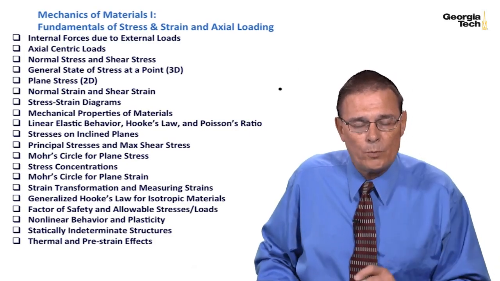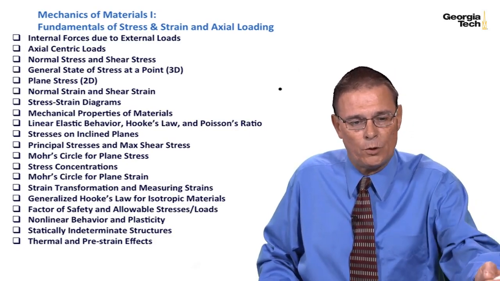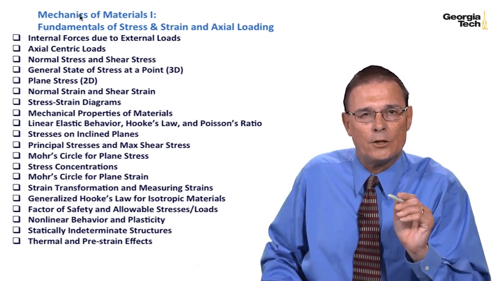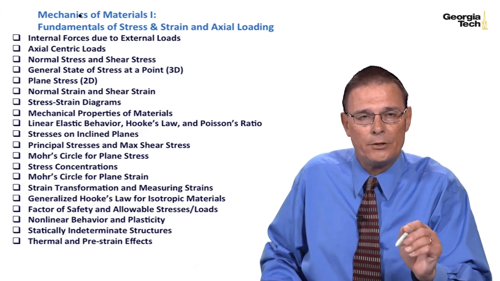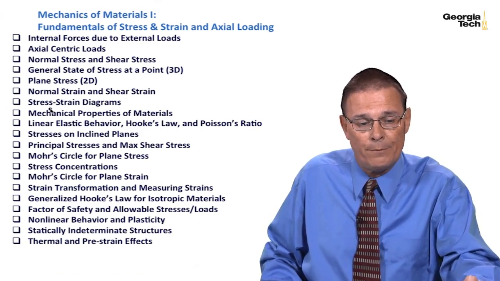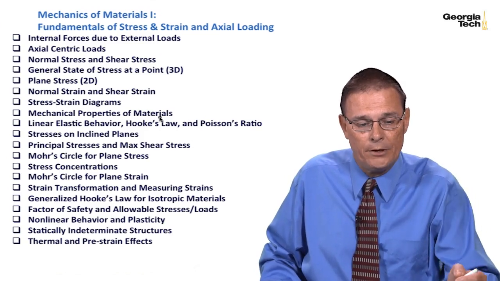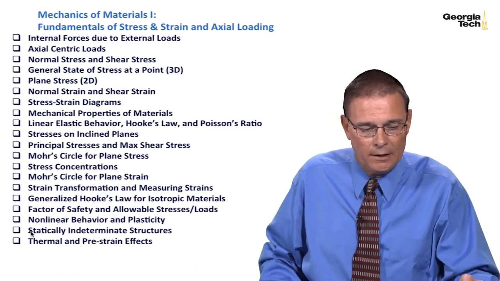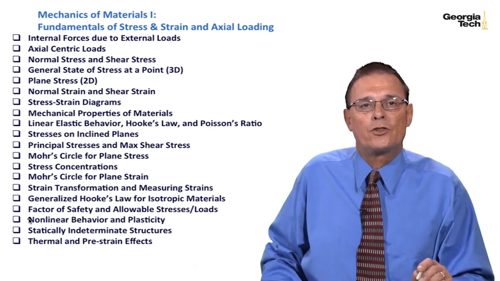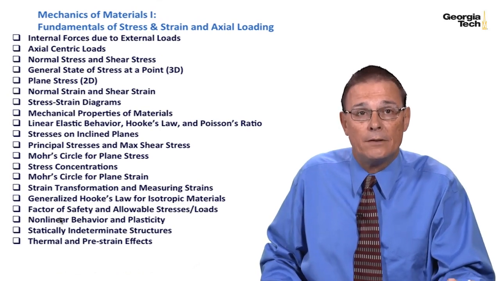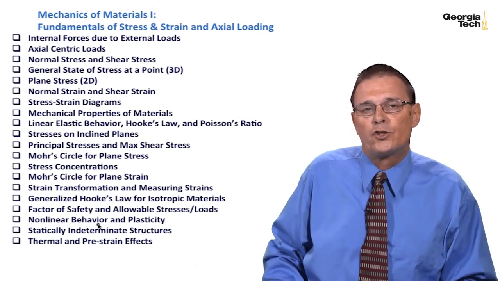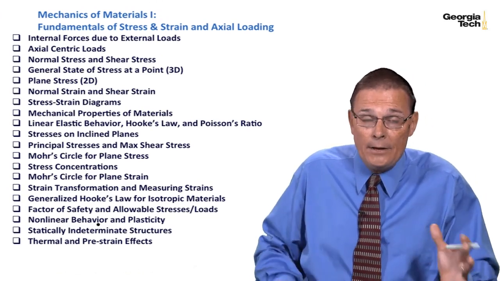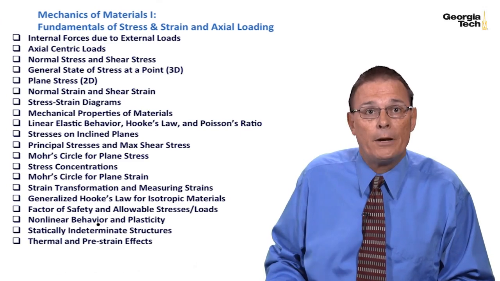And so in this course, we have a number of fundamental topics that we're going to go through. And you can see that we start with stresses and strains. And again, in this first course, Mechanics of Materials Part 1, we're going to focus on axial loading. Then we look at mechanical behavior of materials. And finally, towards the end of the course, we start looking at factors of safety, allowable stresses and strains, and we'll look at some cases of axial loading for non-linear behavior, what we call statically indeterminate structures, and thermal and pre-strain effects. That will be the end of this Part 1 course as far as fundamentals is concerned.